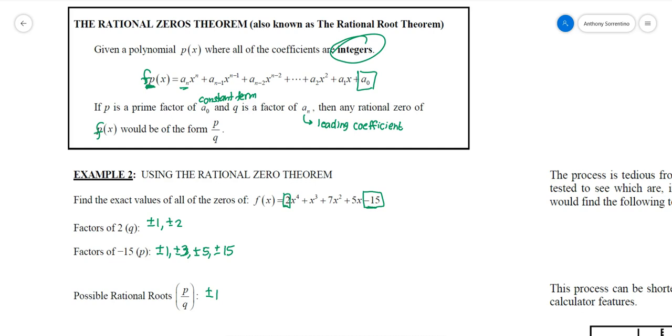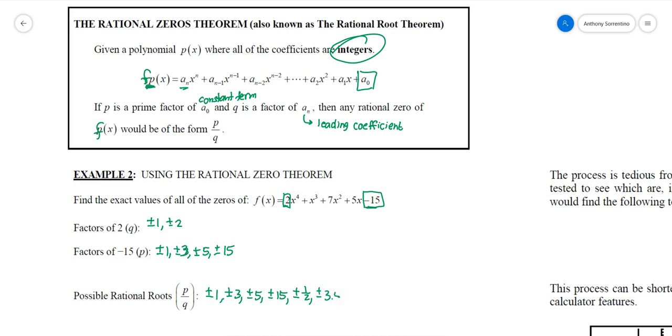3 divided by 1 would be plus or minus 3. 5 divided by 1 would be plus or minus 5. 15 divided by 1 would be plus or minus 15. Plus or minus 1 divided by plus or minus 2 would give me plus or minus 1/2. Plus or minus 3 divided by plus or minus 2 would give me plus or minus 3/2.